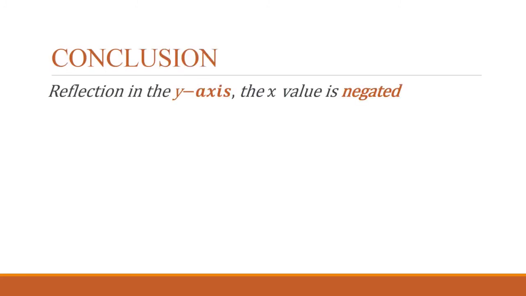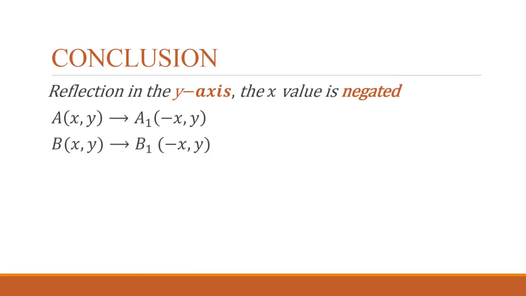In conclusion, anytime I'm reflecting on the y-axis, the x value is negated. And so when I have a point A, which is (x, y), the x-coordinate of the point A is negated to produce the image point A1. In the same way, when I'm reflecting the point B, which is (x, y), on the y-axis, its image point B1, the x-coordinate becomes negative.